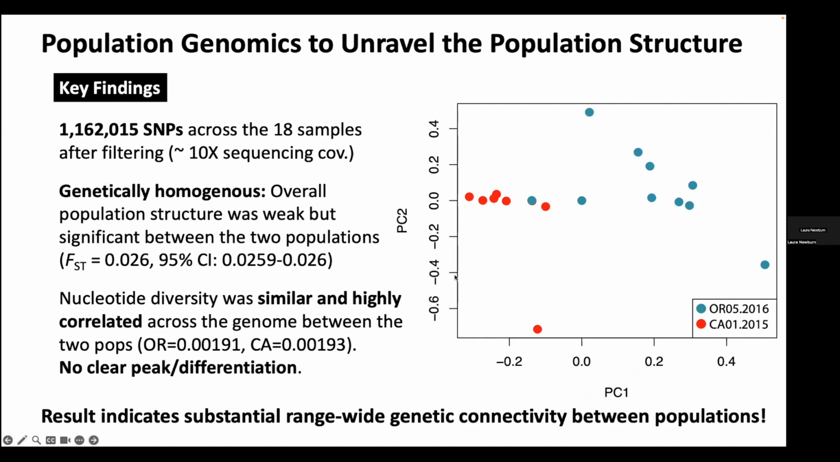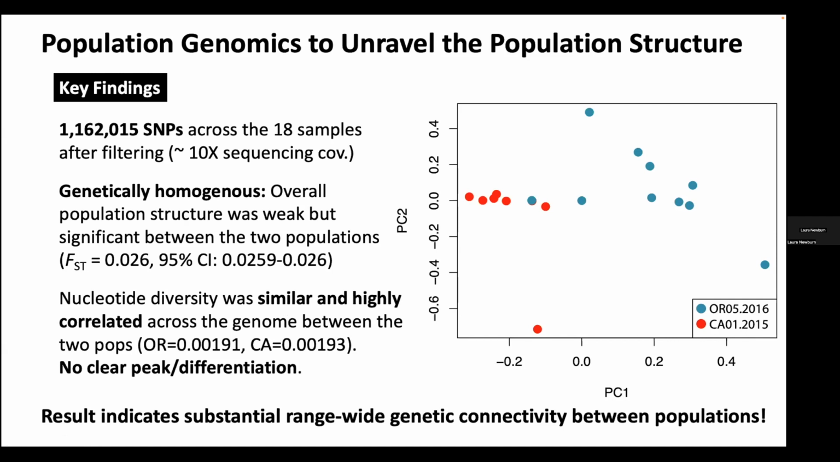We found across 18 samples more than 1 million SNPs. And the key result I want to emphasize is that we found Bombus vosnesenskii was genetically very homogeneous. We found a little bit of population structure, but that was very, very weak. Also, we looked at the nucleotide diversity, which was quite similar and highly correlated across the genome between two populations.